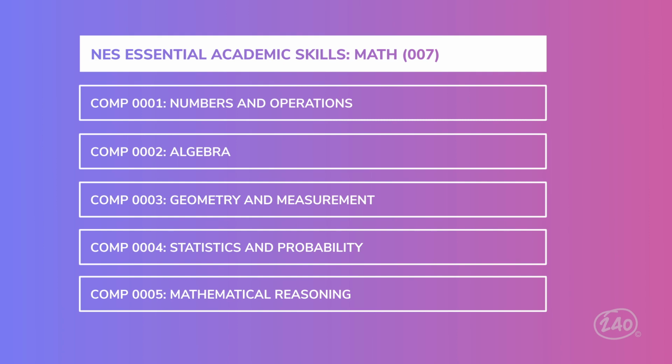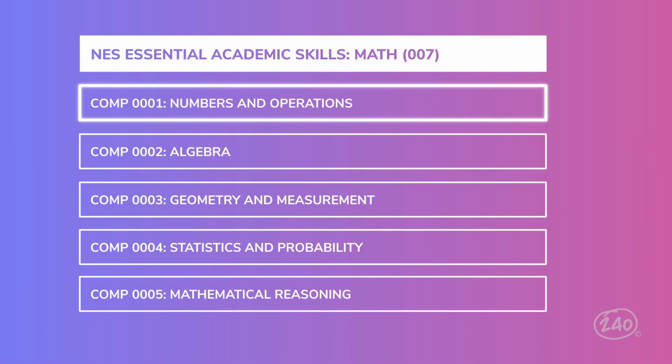5 competencies. In simple terms, they are numbers and operations, algebra, geometry and measurement, statistics and probability, and mathematical reasoning. Each competency has descriptive statements under it that give more information about what to expect. We'll briefly overview the descriptive statements for each competency, and then further expand on a key concept that is a need to know for your exam.